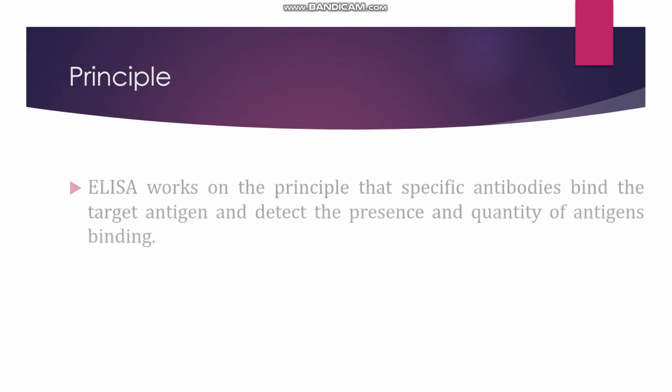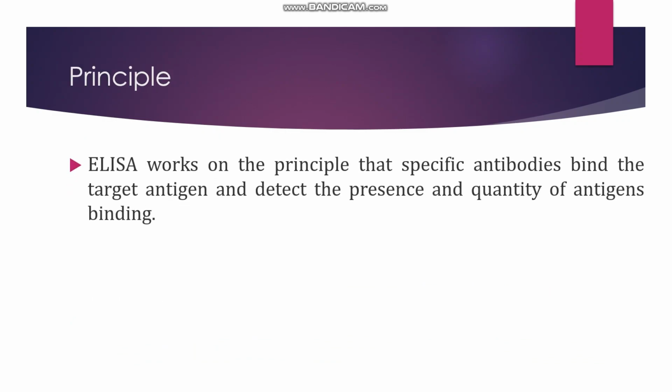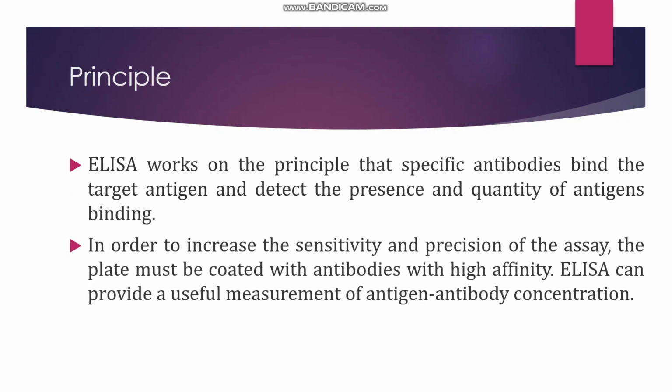Principle. ELISA works on the principle that specific antibodies bind the target antigen and detect the presence of antigens binding. In order to increase the sensitivity and precision of the assay, the plate must be coated with antibodies with high affinity. ELISA can provide a useful measurement of antigen-antibody concentration.